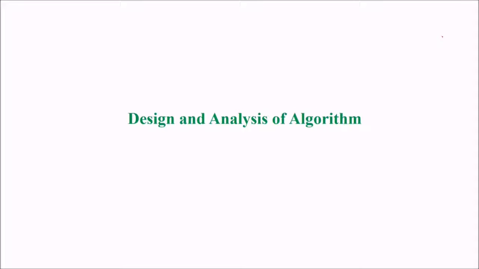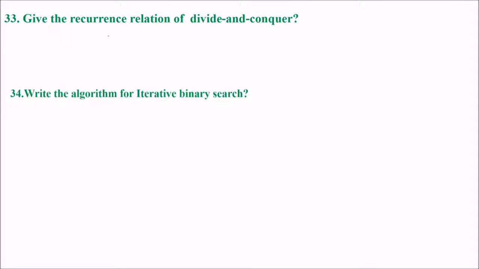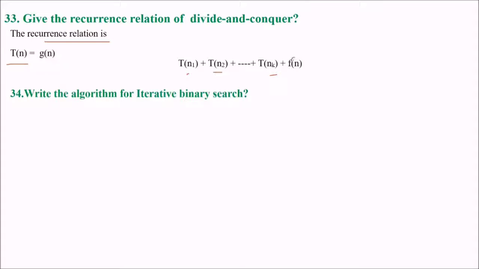Now let us take a few more questions on design and analysis of algorithms. Give the recurrence relation of divide and conquer. So we'll see the general recurrence relation of divide and conquer. For example, if T(n) is the relation, then it will be broken down into T(n1), T(n2) till T(nk), and then we have a function f.